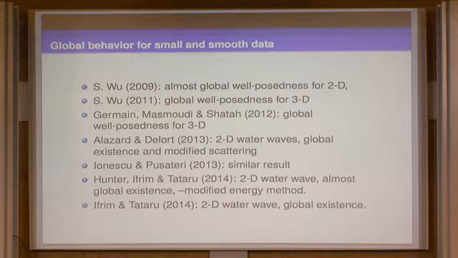They further understand the cubic nonlinearity. Then Hunter, Ifrim, and Tataru, in these two works, first come up with another proof for the same equation using modified energy methods. So again, a different proof. And then again they prove global existence by further understanding this cubic nonlinearity. So these are different methods involved.